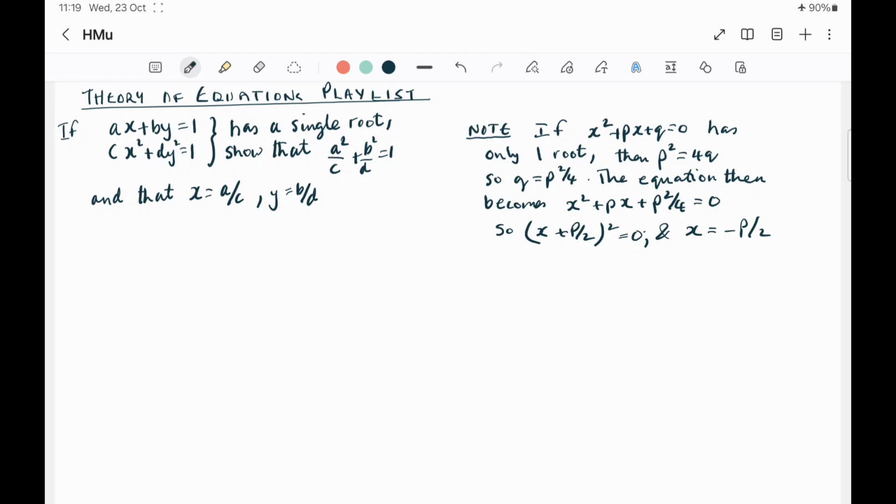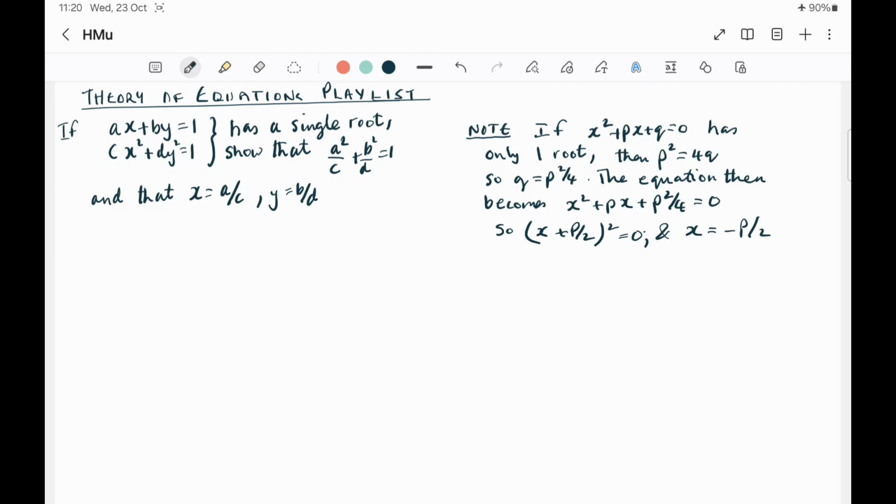Now, I've written a little note on the side which will come in handy. It says if x squared plus px plus q has only one root, then p squared equals 4q. That's where the theory of equations comes in. So q equals p squared divided by 4. And the equation then becomes x squared plus px plus p squared over 4 is 0, which is a perfect square, from which we easily see that x will equal minus p over 2. So let's return to the main problem.